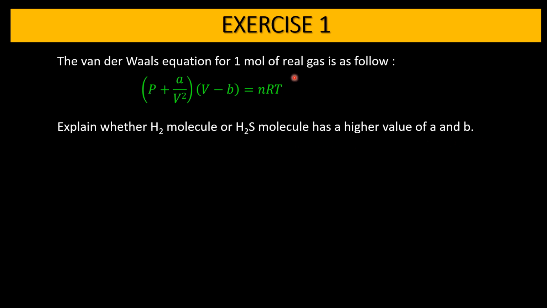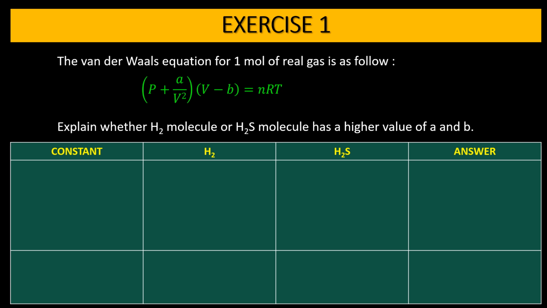First of all, kita tengok kepada van der Waals equation yang diberi. Perasan tak, dia tak ada parameter N di sini dan tak ada parameter N di sini. Kenapa N tu tak ada? Sebab soalan ni dah cakap ini untuk 1 mole of real gas. So N dia equal to 1. To explain the process to answer the question, I will do it in a table.